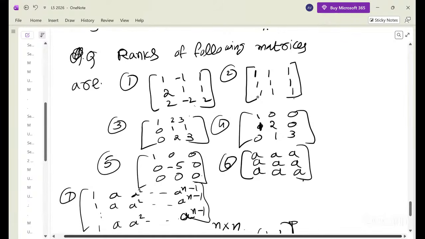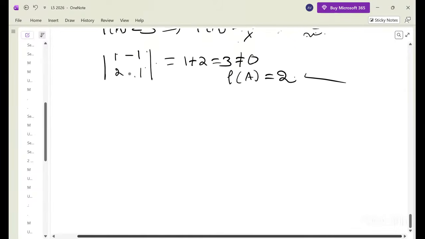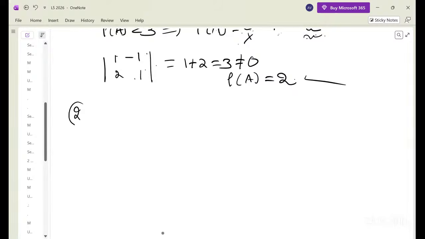Now for this matrix: 1, 1, 1. Any doubt in this? Did you understand? If anyone has not understood, please ask. I will explain once again. After doing all these questions, if you still have doubt, I'll do some more.